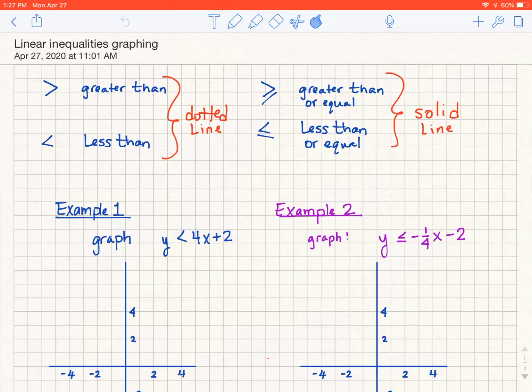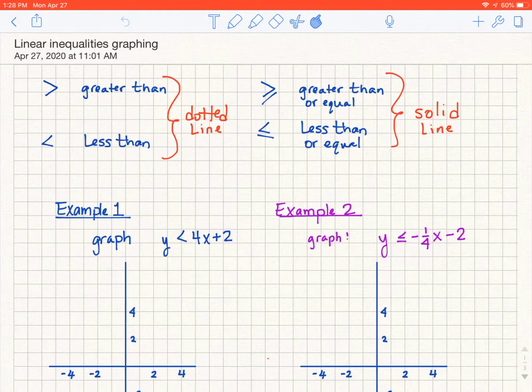Okay, I think this is pretty close to one of the last things we're going to do besides the 3 variables and 3 unknown systems. So we're going to be graphing linear inequalities. And at the top, I have your greater than and less than, which remember are your dotted lines, and your greater than or equal, less than or equal are your solid lines when you start graphing these things.